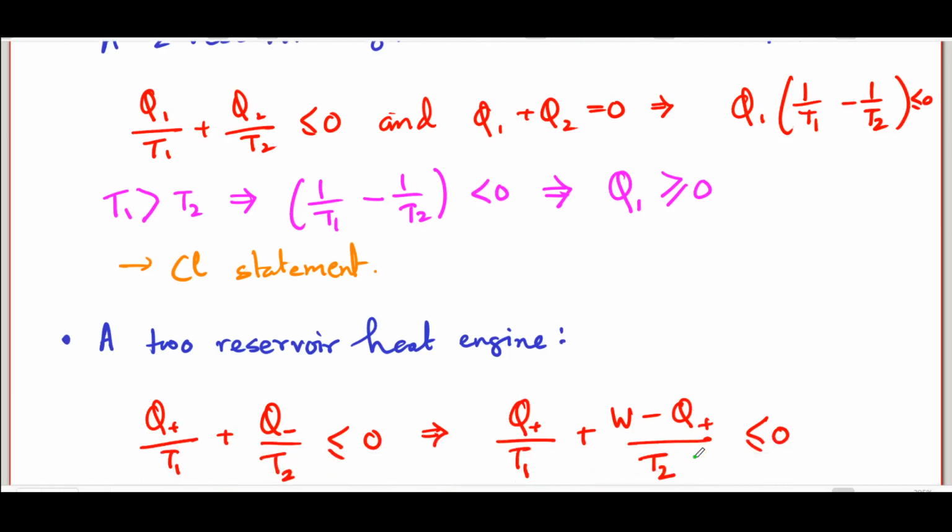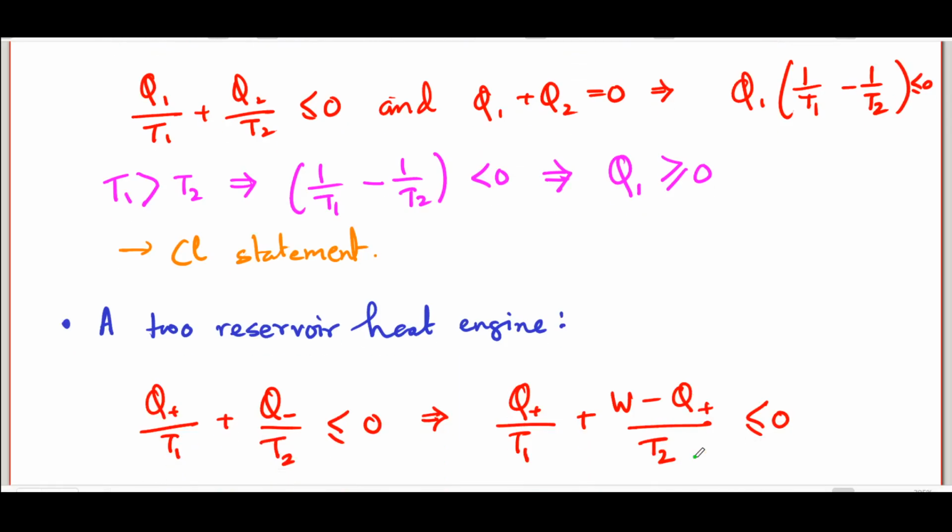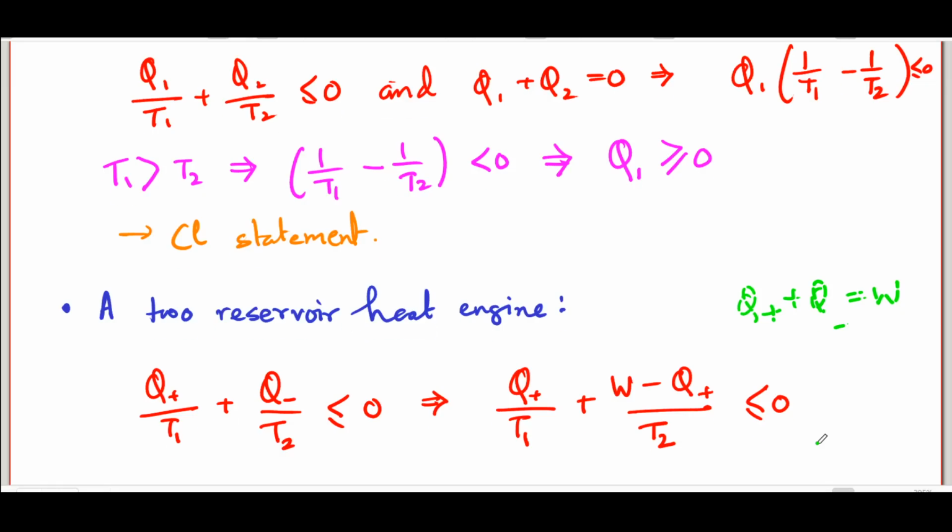The two heats taken in are Q plus and Q minus at temperatures T1 and T2, and of course, the inequality again takes the form Q plus by T1 plus Q minus by T2 less than or equal to 0. But now you note that Q plus plus Q minus has to be equal to W. And therefore, the Q minus here is actually W minus Q plus. So you can just plug that in. And this is the inequality that every heat engine running between two reservoirs must obey.